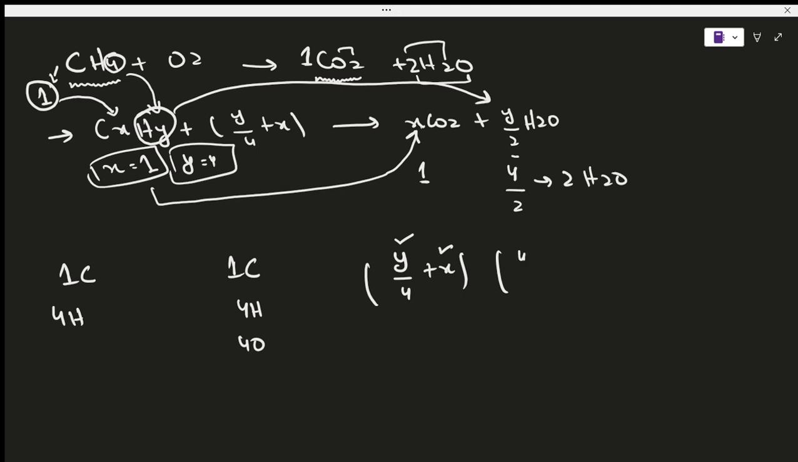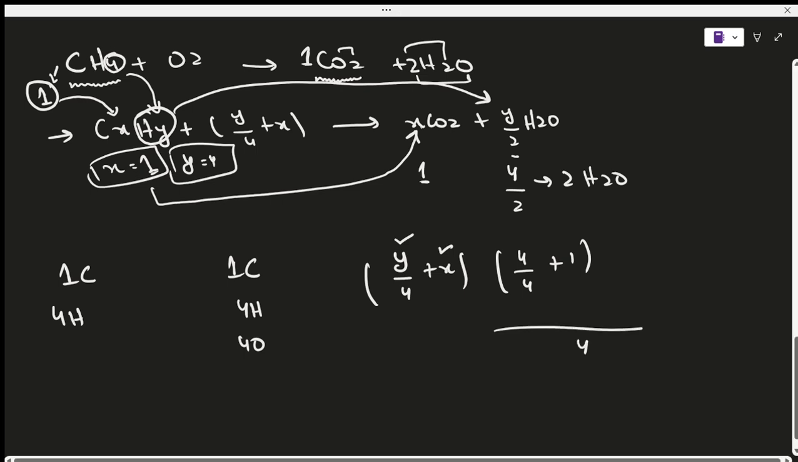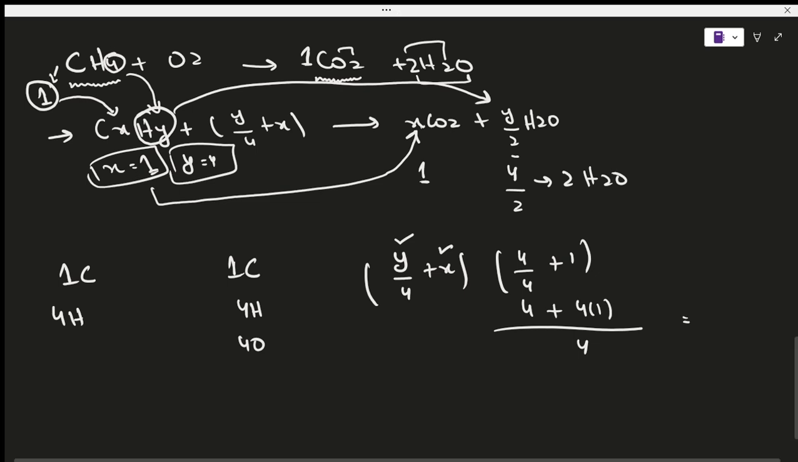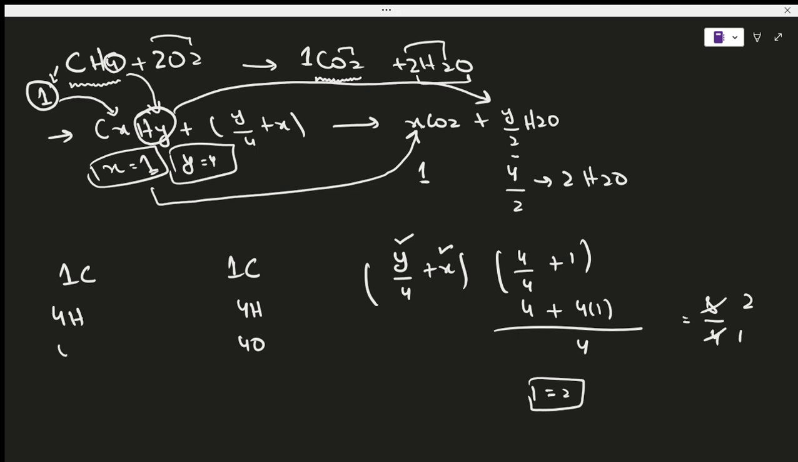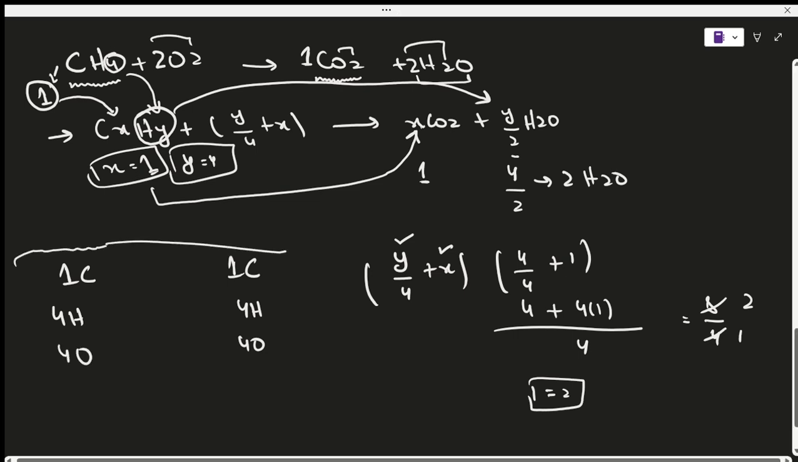So y is 4, so this is 4 over 4, and the value of x is equal to 1. And you'll take the LCM. This comes as 4 plus 4 multiplied by 1, which is 8 over 4. So this is 4 and 4 and this is 2. So the value of oxygens that you need is 2. So you are going to place 2 oxygens here, and this way you also have 4 oxygens. And now your chemical equation is completely balanced.